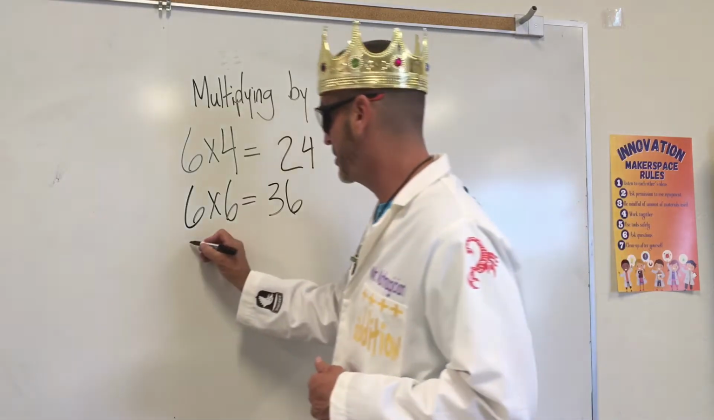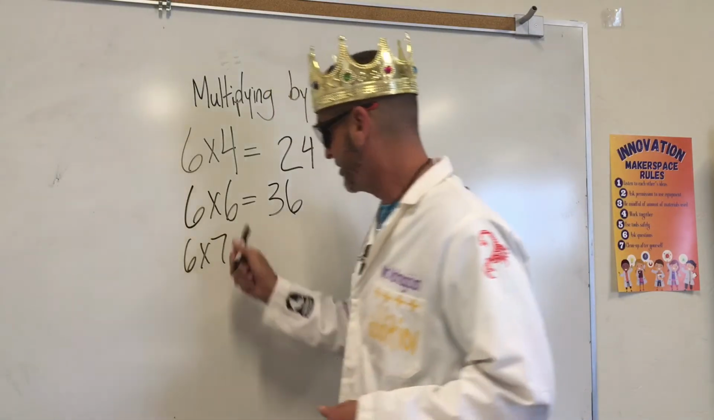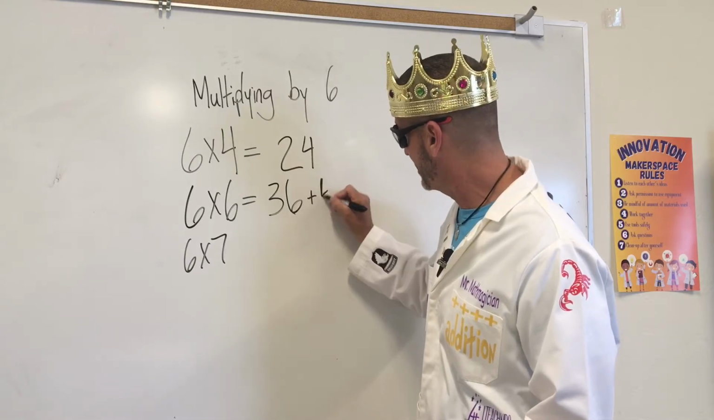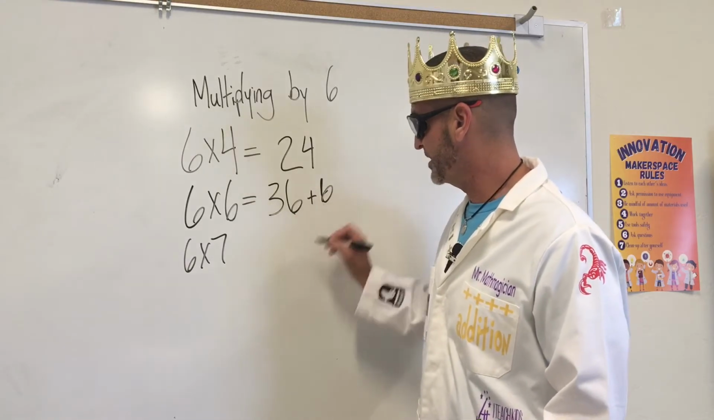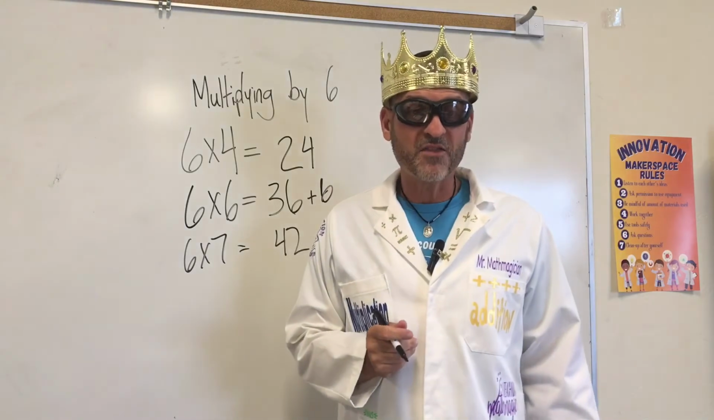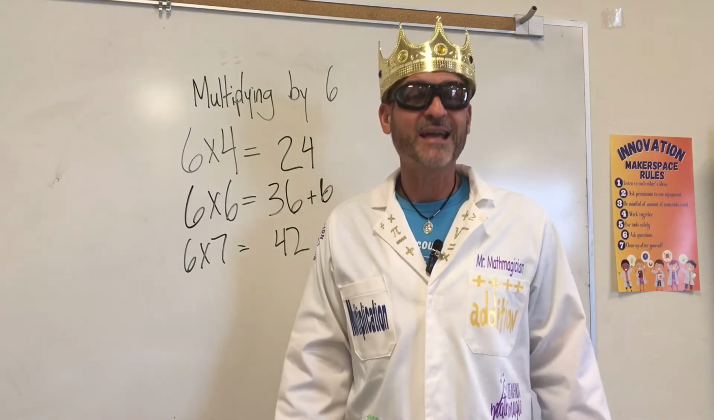Now, if I wanted to know 6 times 7, that's just one more group of 6. I would just need to add 6 to that. 36 plus 6 is 42. So there's some math magic when multiplying by 6.